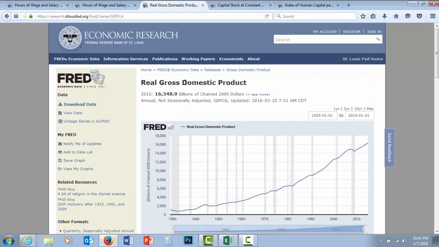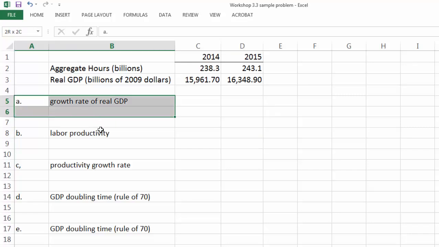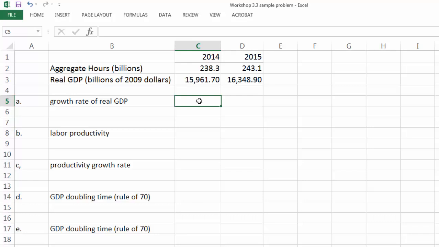Then I also searched GDP and found the real gross GDP numbers for 2014-15 as well. Copied all of that into my spreadsheet. So that's where this actual data came from. Okay, so that being said, now we're ready to tackle this problem. And here's the things that the problem asks us to do. Growth rate of real GDP, labor productivity, productivity growth, and then a GDP doubling time, applying a rule of 70 concept. And we'll do all this work within Excel.